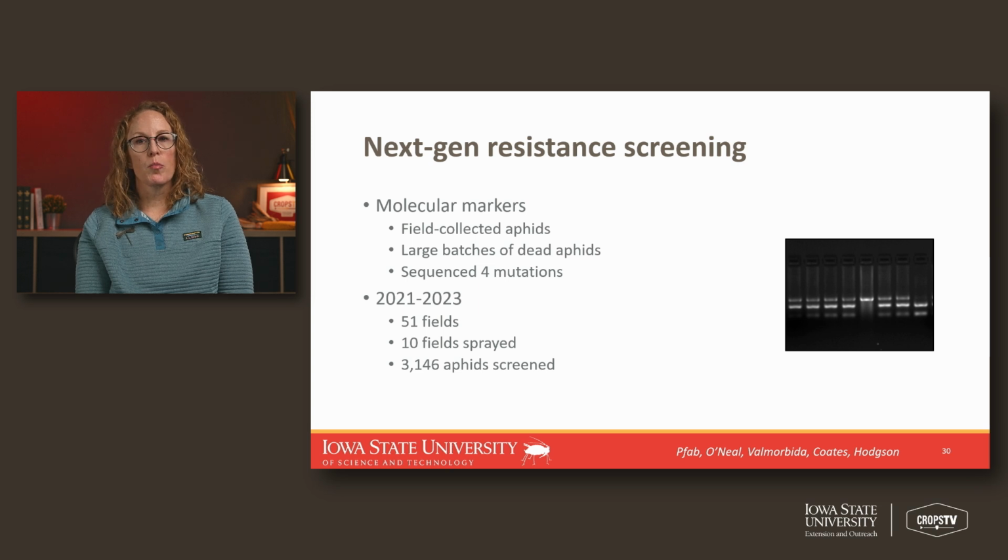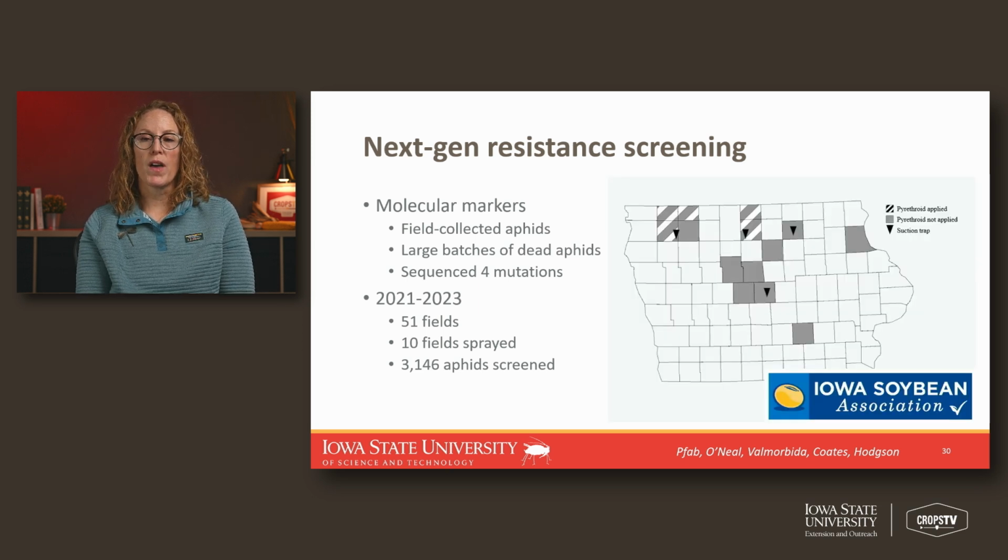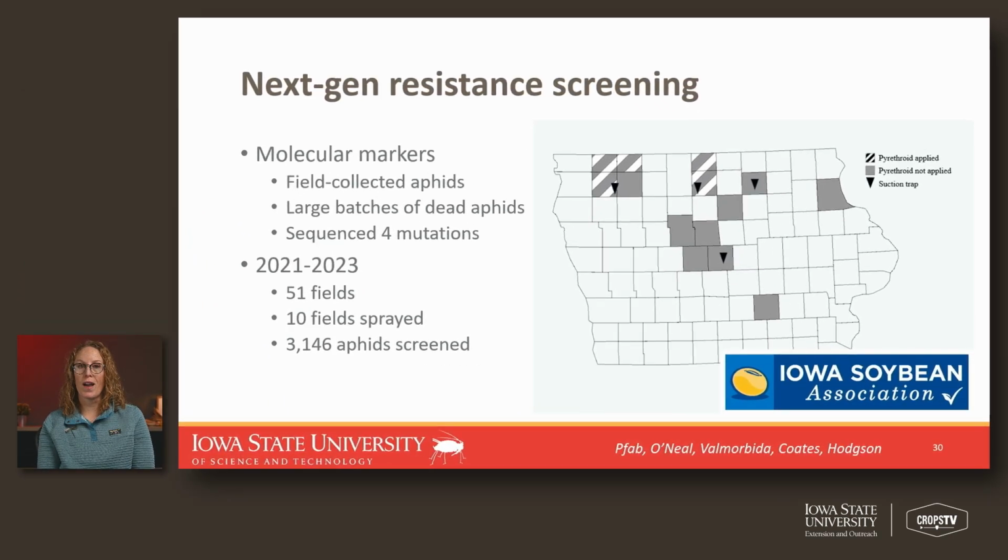And over time, Brad and other entomologists were able to sequence 4 different KDR and super KDR mutations for pyrethroids for soybean aphid. And we had a graduate student who, with the help of the Iowa Soybean Association, continued or validated this work by collecting aphids for over 3 years. And he was able to get over 50 fields sampled. 10 of those were sampled with pyrethroids, and he was able to screen over 3,100 aphids using these molecular markers.